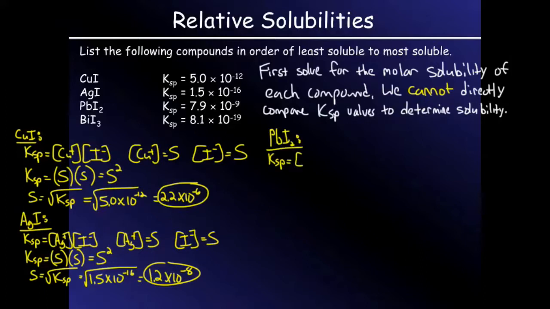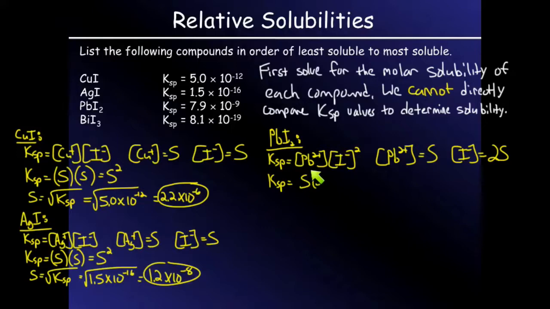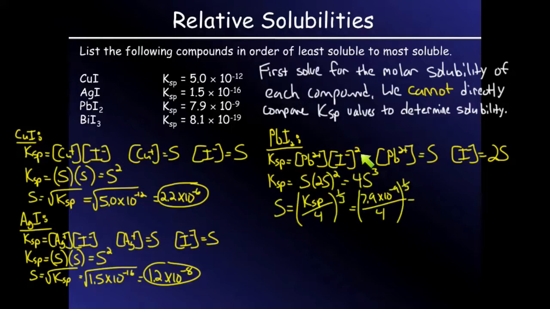For the other ones, things are a little different, because in this case, KSP is equal to lead concentration multiplied by the iodide concentration squared. So the lead concentration is equal to molar solubility, but because we have 2 iodides, every time one of these dissolves we get 2 iodides, so the iodide concentration is actually equal to 2 times the molar solubility.